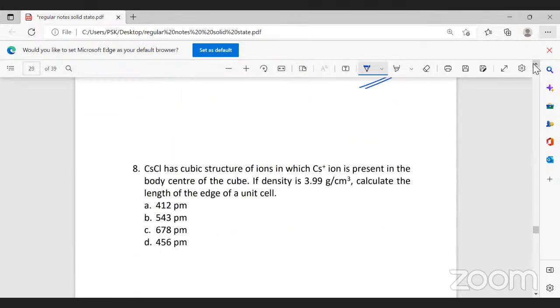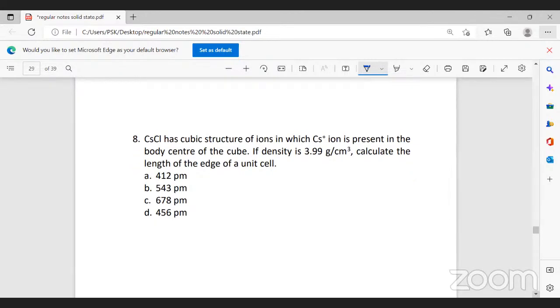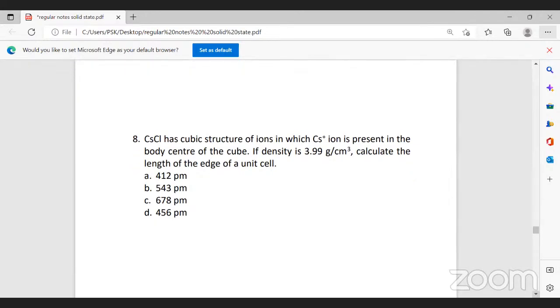Cesium chloride has a crystalline cubic structure of ions in which the cesium ion is present at the body center. If the density is 3.99 gram per centimeter cube, calculate the length of the edge of the unit cell. What is the length of the edge of the unit cell?